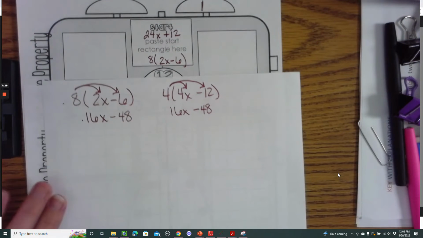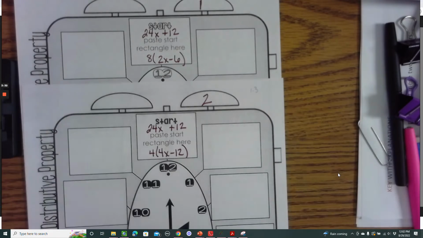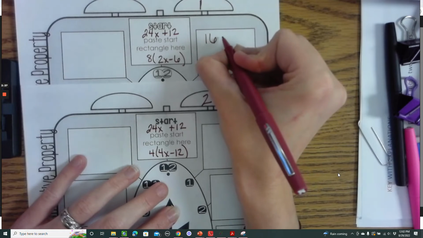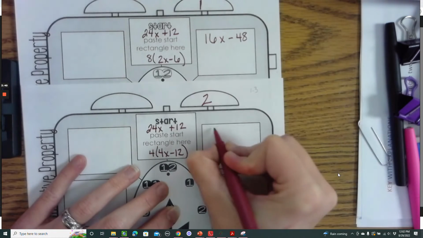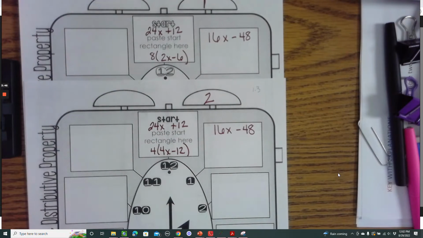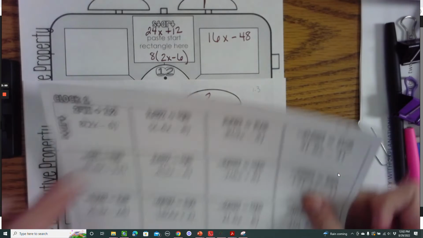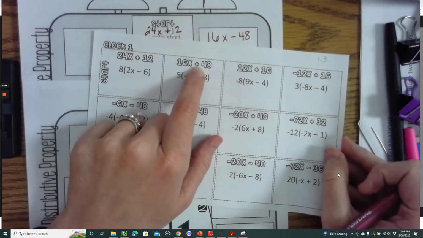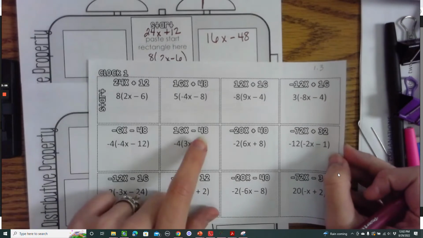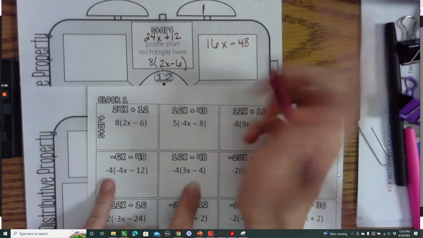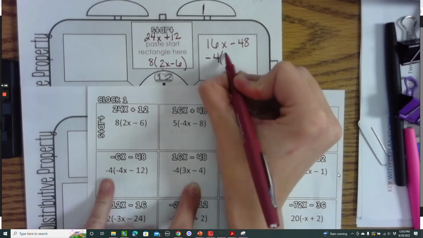So, here's how you fill out your clock. Here's my answer, right? My answer goes on top. 16x minus 48. Both clocks have the same answer there. But your next problem is going to be different. So, for clock 1, be very careful because look, here's a 16x plus 48. That's how we messed up last class period. So 16x minus 48. Here's the problem that we're going to write. This is, again, clock 1. If you have clock 1, this is what your box should look like.